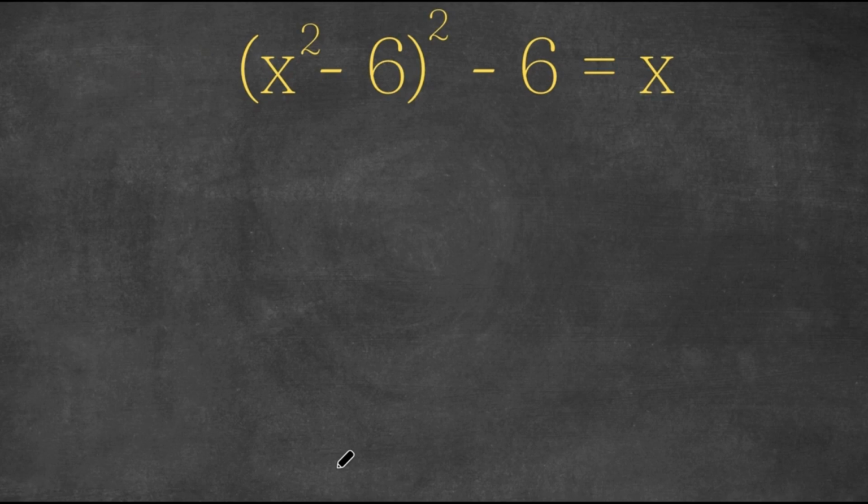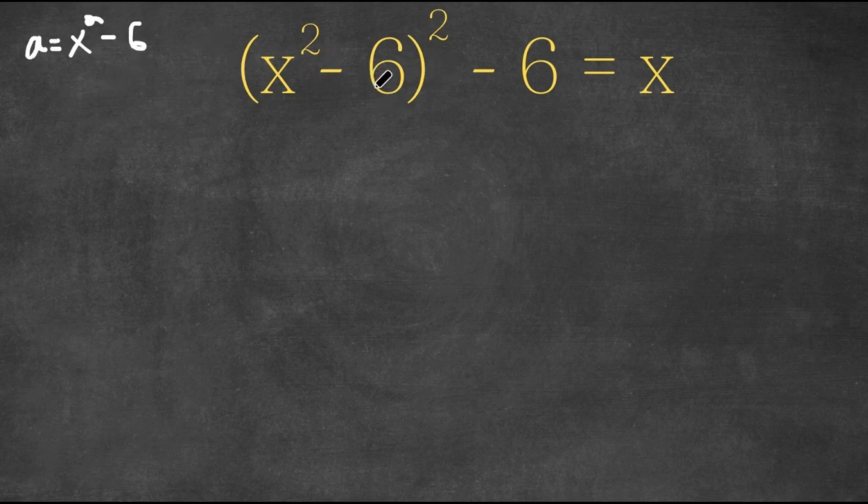In today's video, I'm going to be teaching you guys how to solve this exponential equation. So we have x squared minus 6, all squared, minus 6 is equal to x. And what I'm first going to do is set a equal to x squared minus 6. So I'm going to set the variable a equal to x squared minus 6.